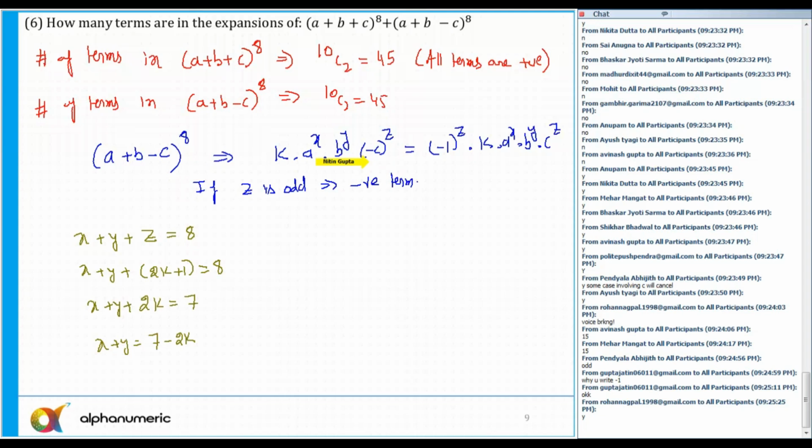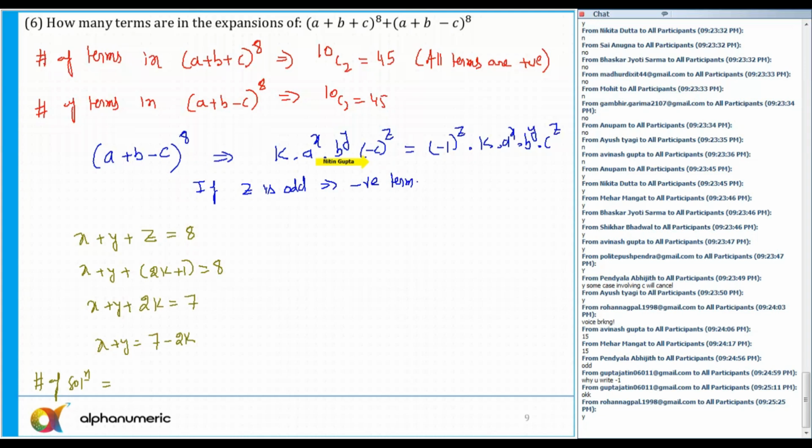Now, depending upon the values of k, we can find out how many solutions there are. I'm writing it directly as we have done lots of questions like this in PNC. So, the number of solutions when k is equal to 0: x plus y is equal to 7.